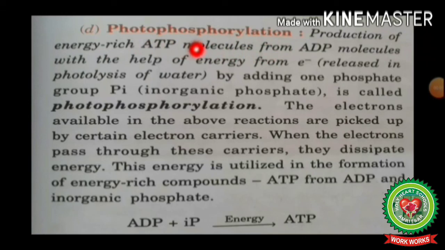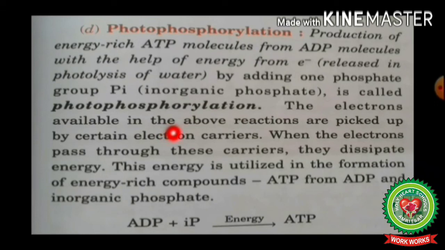Photophosphorylation. Photo means light, phosphor means phosphate, rylation means addition. Production of energy-rich ATP molecules. ATP is adenosine triphosphate, from ADP molecules with the help of energy from electrons released in photolysis of water. ADP is adenosine diphosphate. By adding one phosphate group, inorganic phosphate, it is called photophosphorylation.